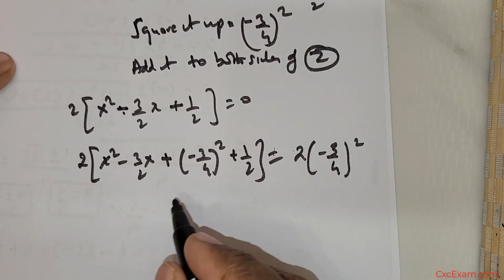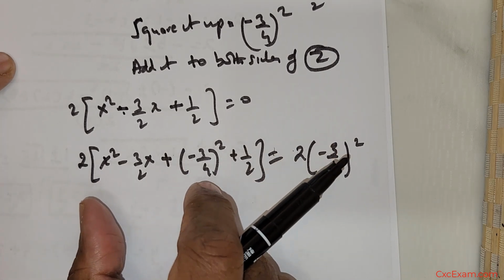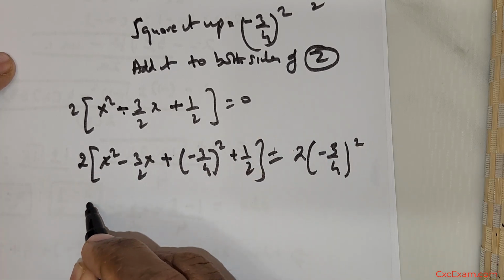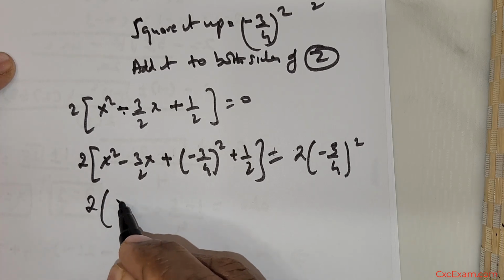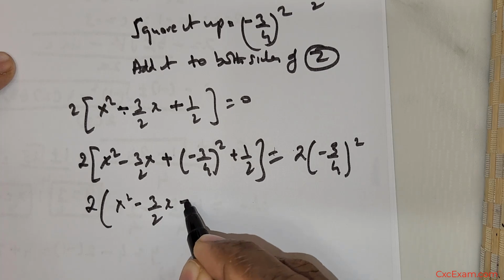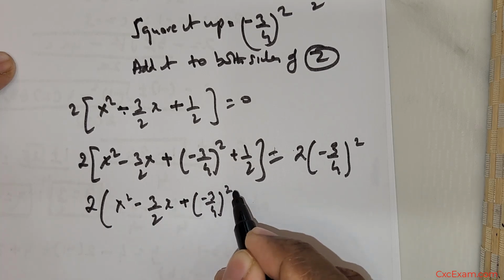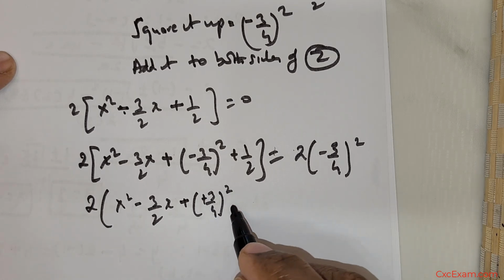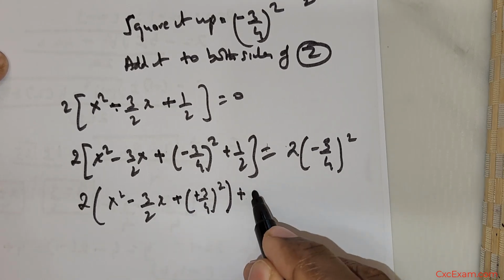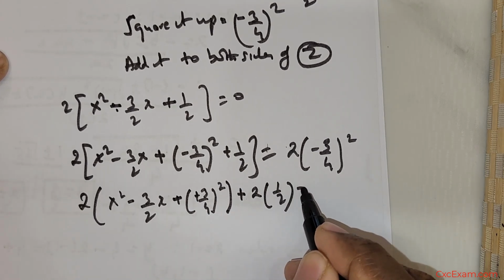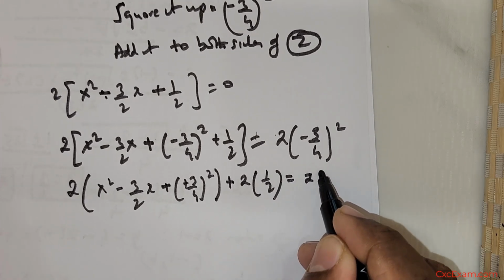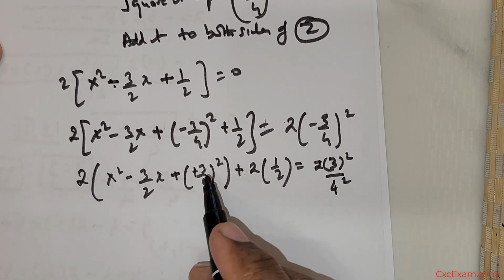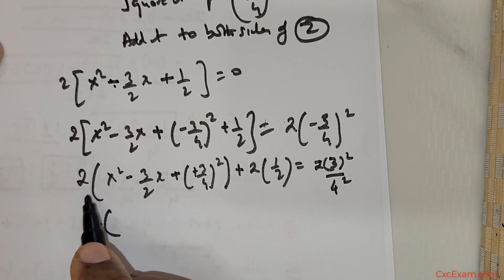Now, having given you this, what I would like to do is rewrite this separately, followed by distributing 2 over this component, 1 over 2. So it's going to be 2 times of x squared negative 3 over 2x positive negative 3 over 4 the whole squared. Now since the square is there, the negative sign inside can be dropped. And distributing 2, you have 2 times of 1 over 2 is equal to 2 times of 3 squared divided by 4 squared.